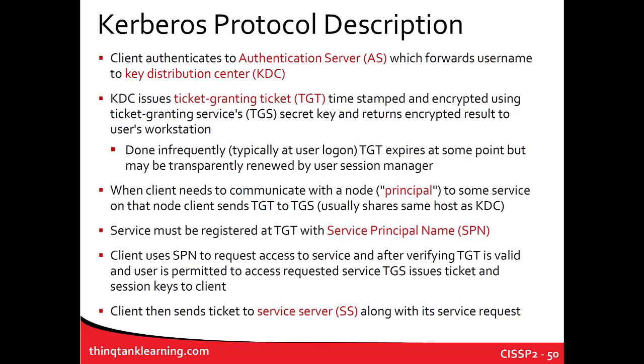All right, so I kind of alluded to a little bit of this in the previous slide. The client authenticates to an authentication server, which forwards a username to the key distribution center. So that's the initial authentication to the authentication server. The username goes to the AS, which is part of the KDC. The AS then verifies the user and issues the TGT, the ticket granting ticket, which is encrypted using the ticket granting service's secret key.